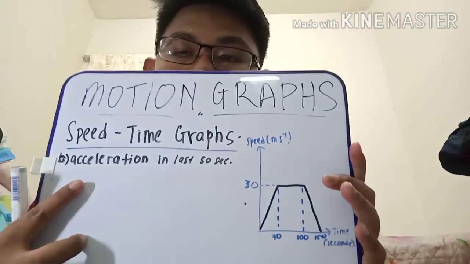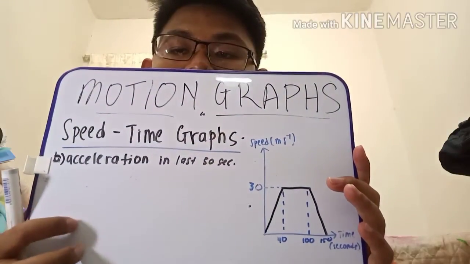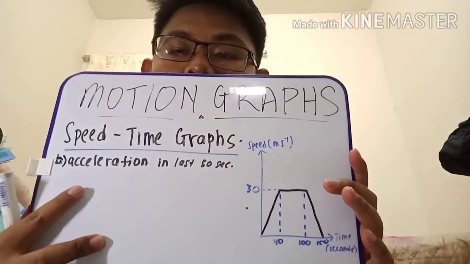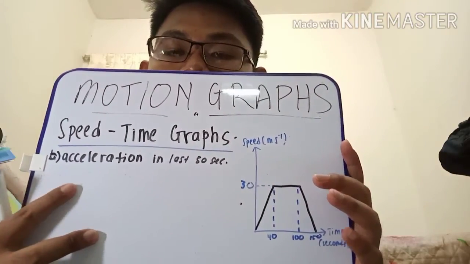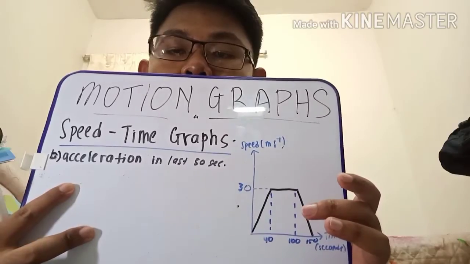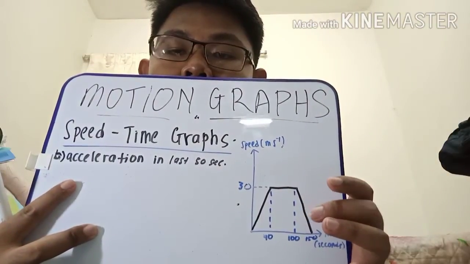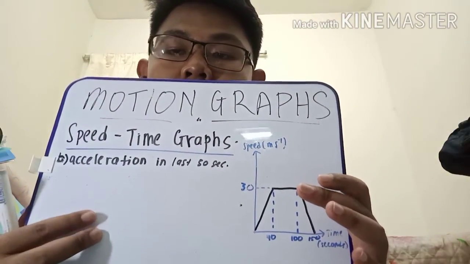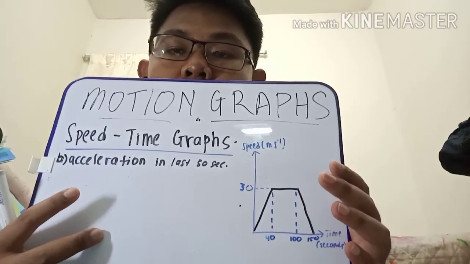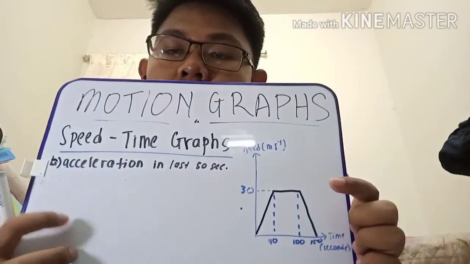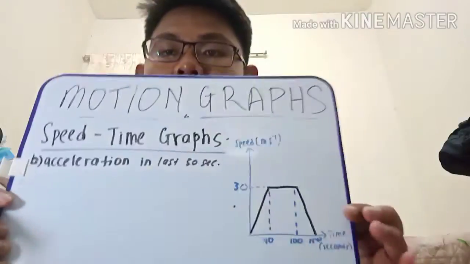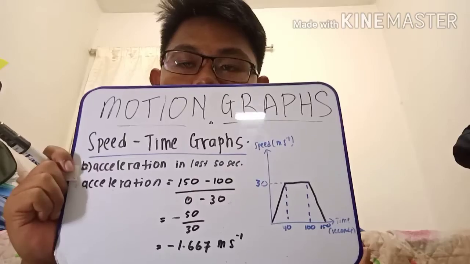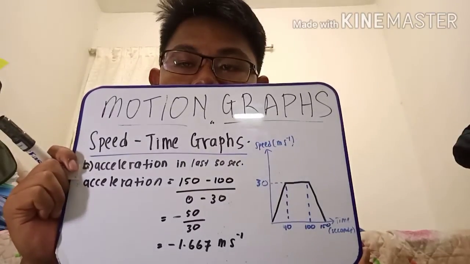When the question asks for acceleration, the answer must be negative, because the object is decelerating. It's not accelerating, it's decelerating, which is the opposite of acceleration. That's why we need a negative answer if the question asks for acceleration. Same formula. Now let's look at question B.